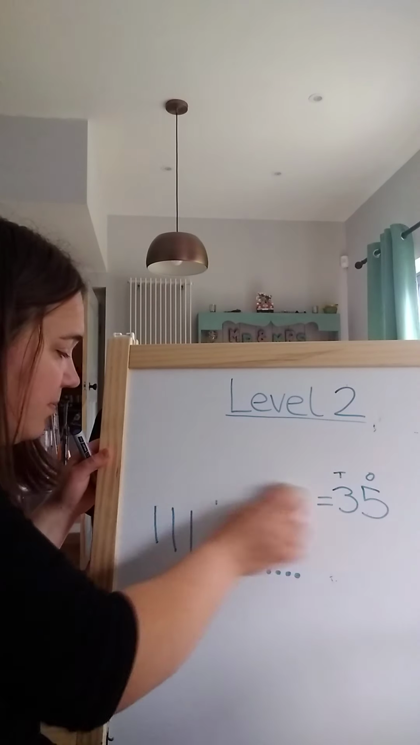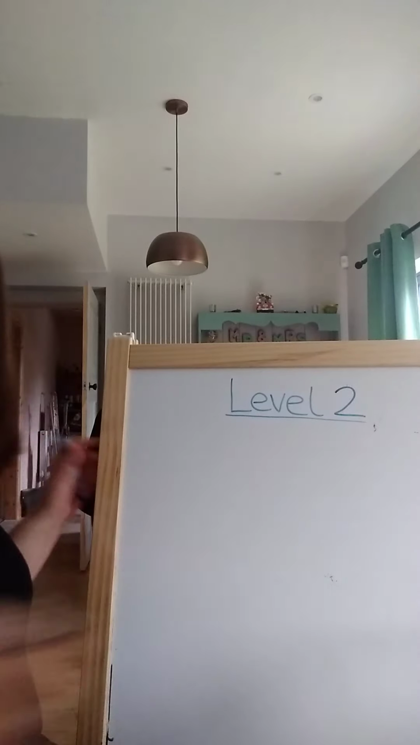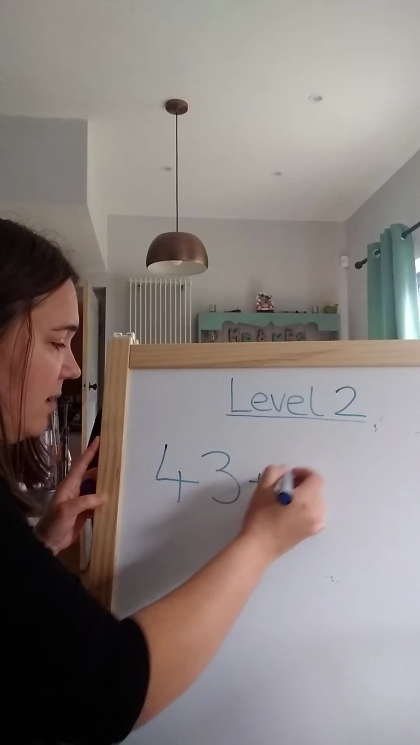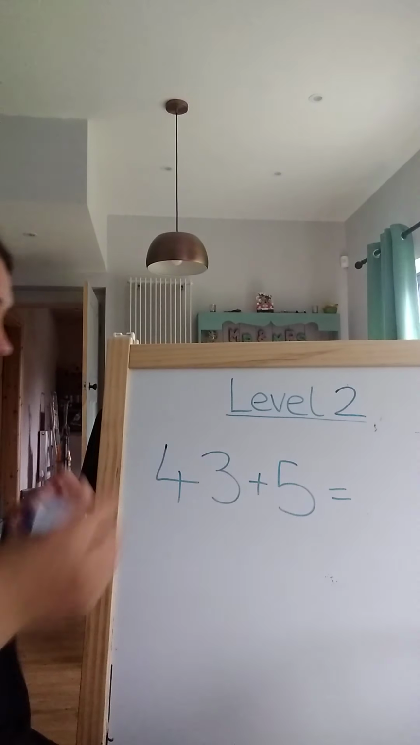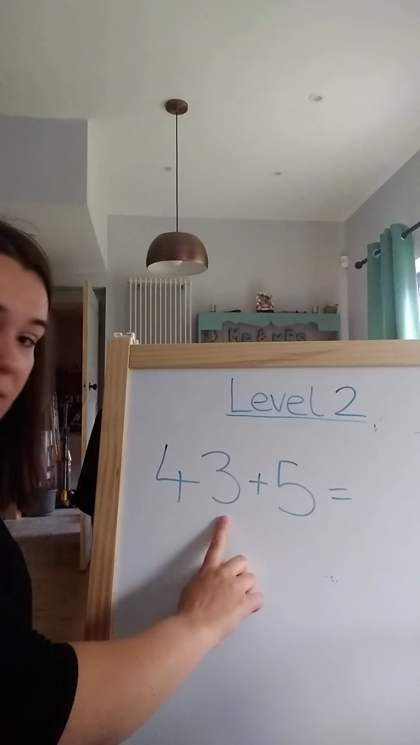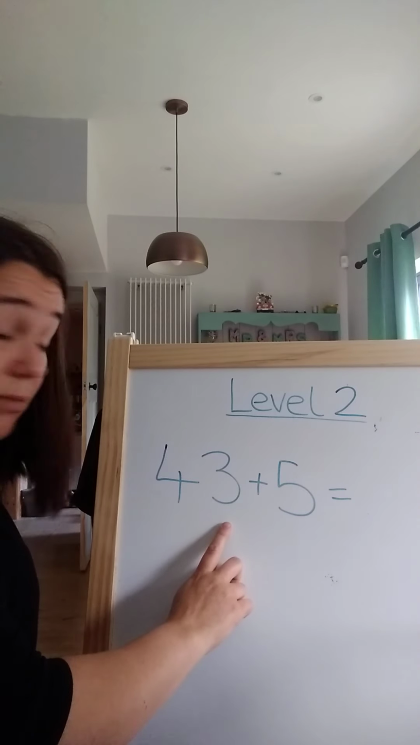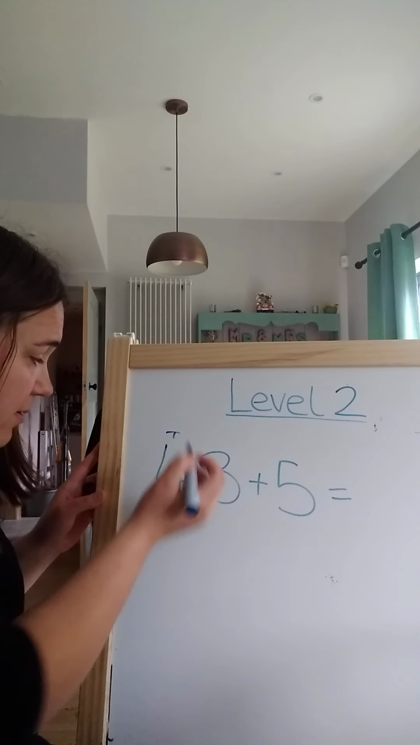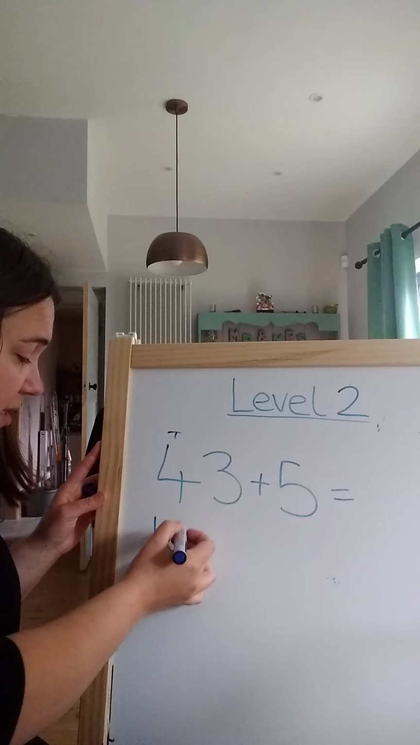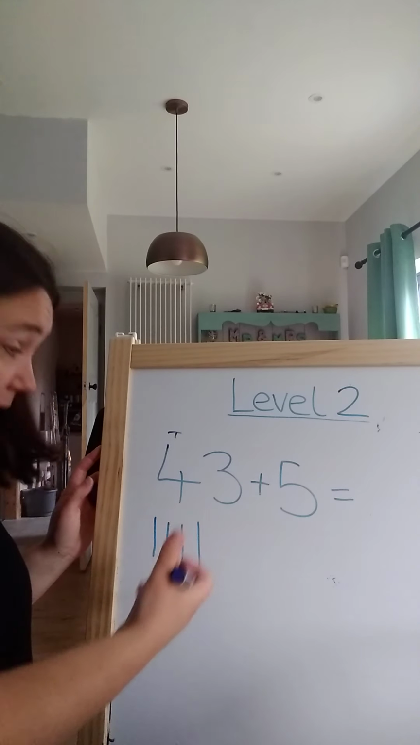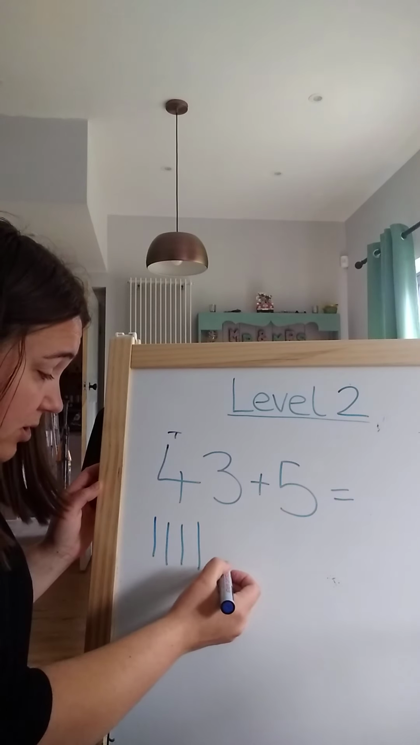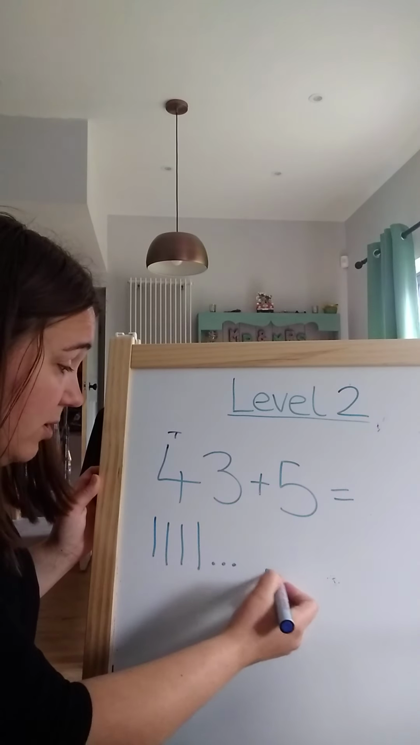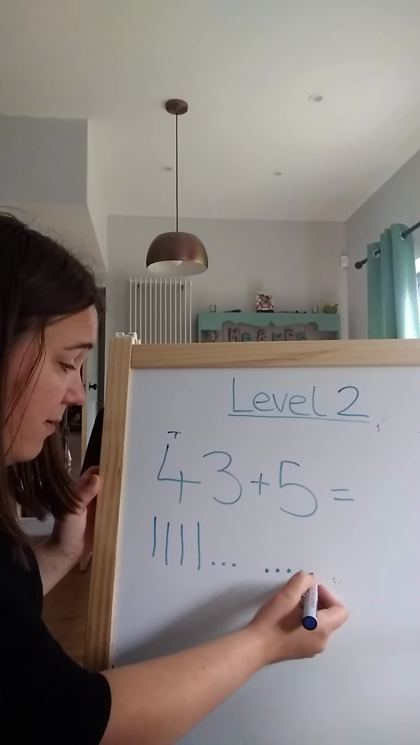And the last one, which we are going to do, I'll try and write a bit bigger this time, is 43. Okay, so what's this number we've got first? 43. How do I know it's 43? Right, because we've got 4 10s, 10, 20, 30, 40. How many 1s have I got? 1, 2, 3. Okay, and then I'm going to add on 5 more 1s. 1, 2, 3, 4, 5.